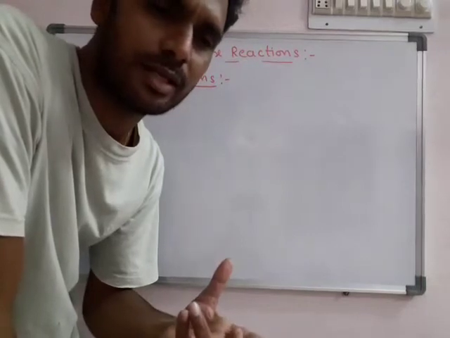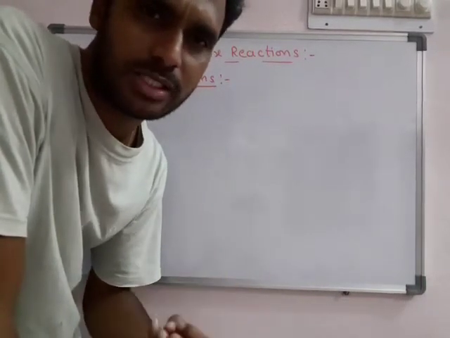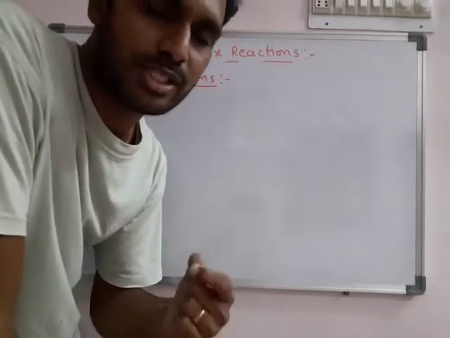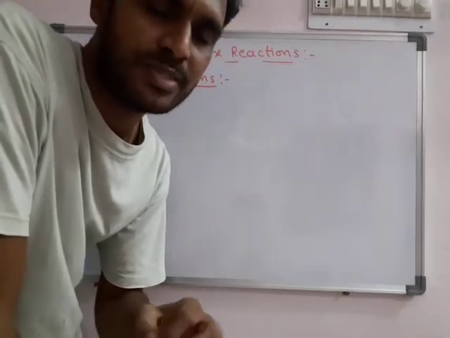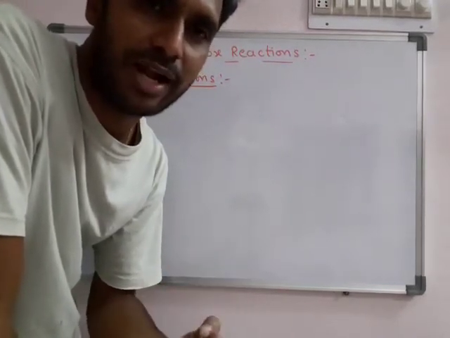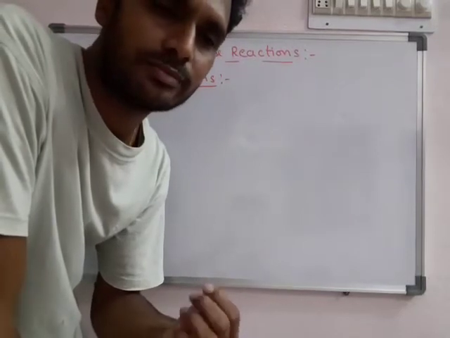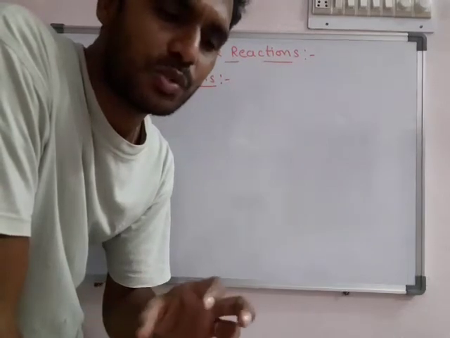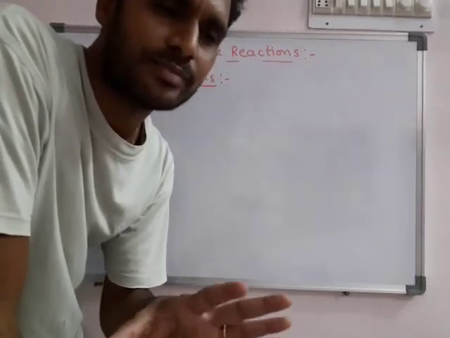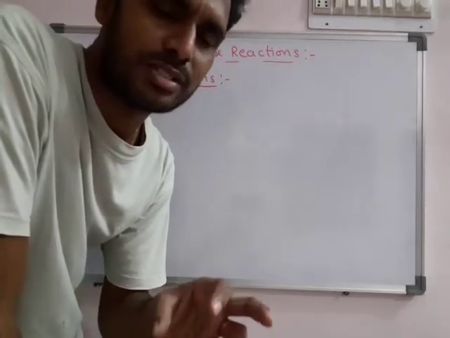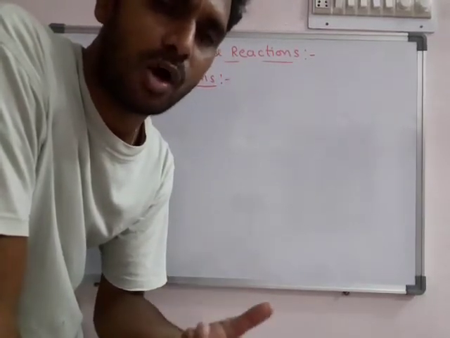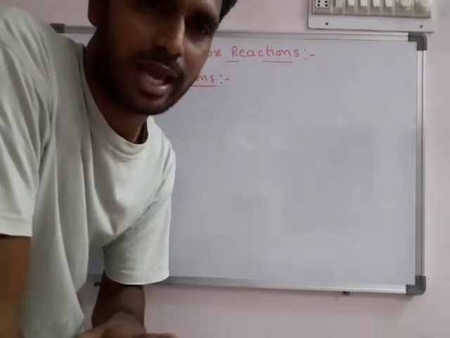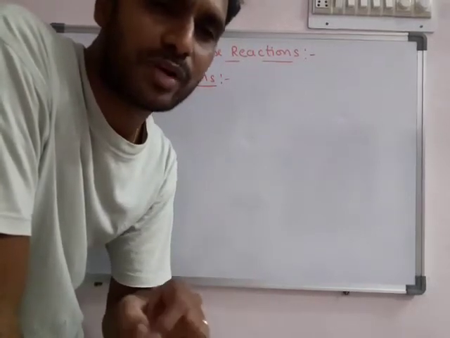So oxidation means gaining of oxygen, losing of hydrogen, increasing of oxidation number, or losing of electrons. Reduction means gaining of hydrogen, losing of oxygen, decrease in the oxidation number, or gaining of electrons. Based on this, we are able to identify whether a reaction is a reduction or oxidation. If both take place in a single reaction, that is called a redox reaction. Now we see the examples of redox reactions.